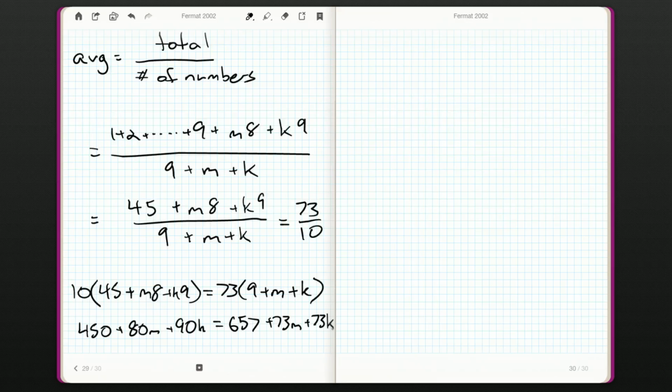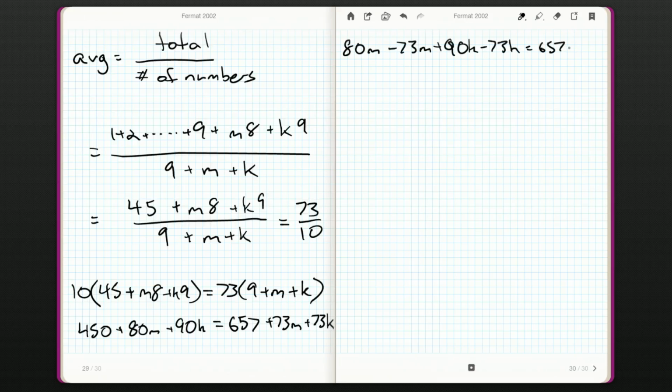So, well, let's rearrange. We want 80m minus 73m plus 90k minus 73k, and we'll have all that on one side, and 657 minus 450 on the other side. So that's a difference of 207. And we'll have 7 m's left over here plus 17k's left over here.